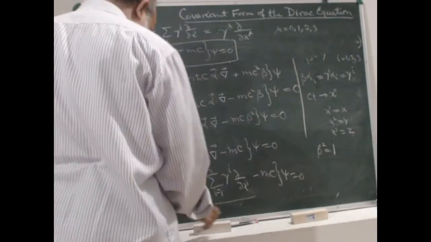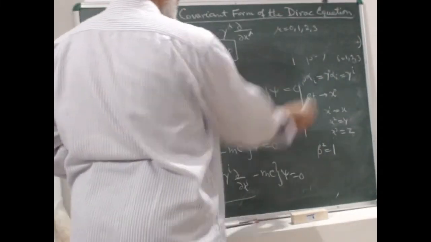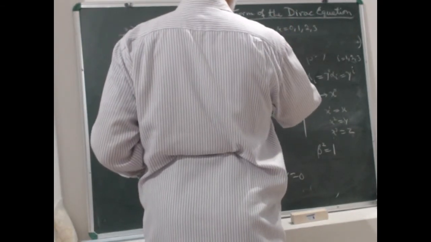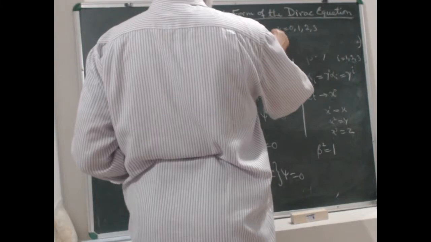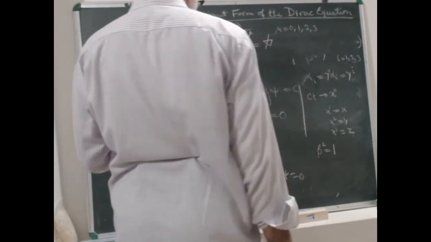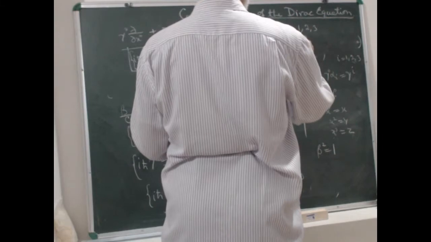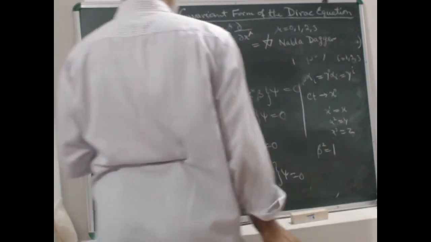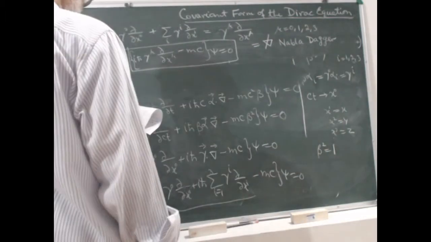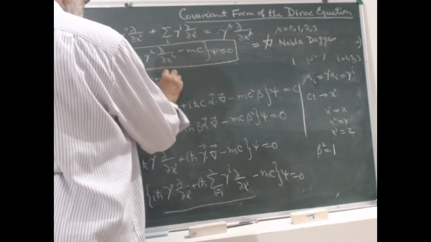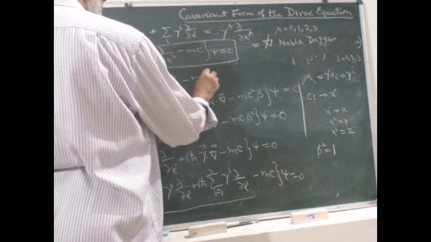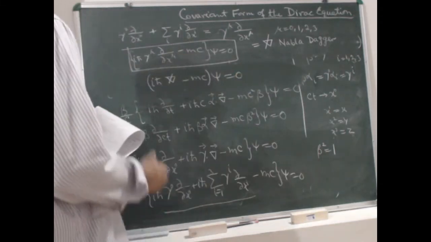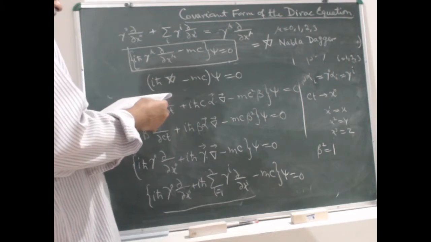And this can also be written in terms of Nabla dagger. So this is called Nabla dagger. You can write this equation in terms of Nabla dagger also. So in that case this will be equal to i h cross, Nabla dagger, minus m c. It's more compact.